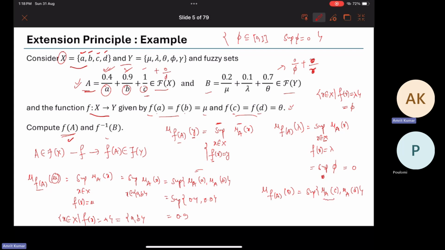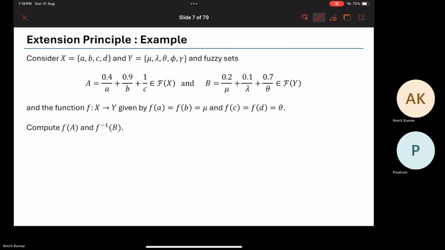So this we know is 1, and this we know is 0, right? So this whole thing becomes 1.